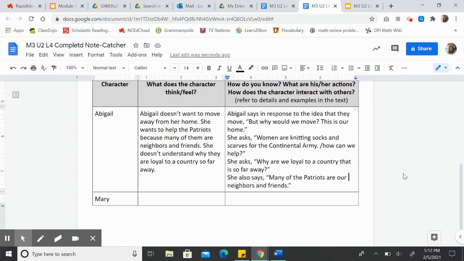Okay, so for Abigail, we know that she doesn't want to move away from her home. She wants to help the Patriot cause because they're her neighbors and her friends. And she doesn't understand why their family is loyal to a country that is on the other side of the ocean. So, how do we know that? Well, Abigail says, "Why would we move? This is our home." And she says, "Women are knitting socks and scarves for the Continental Army. How can we help?" She also asks, "Why are we loyal to a country that's so far away?" And she says, "Many of the patriots are our friends and neighbors."